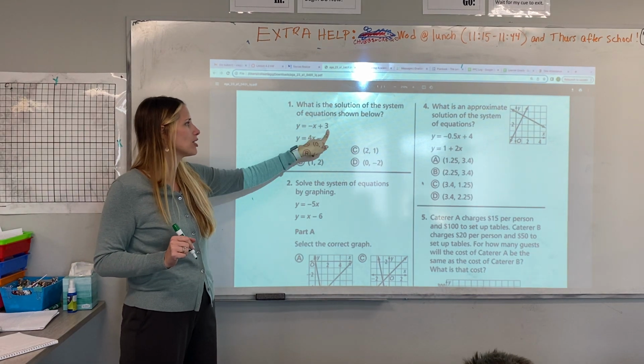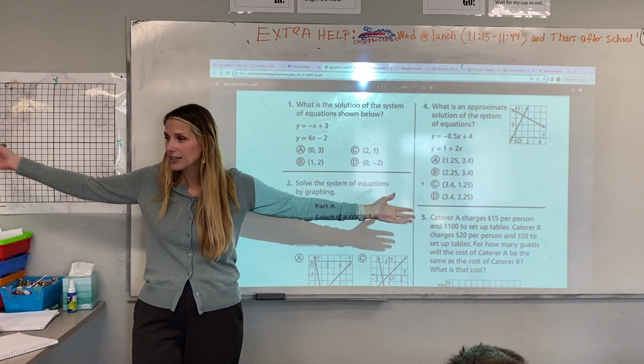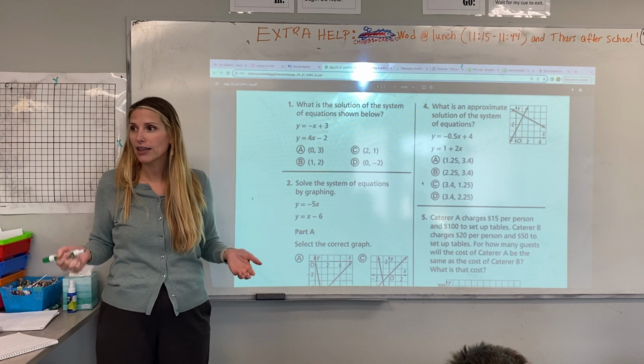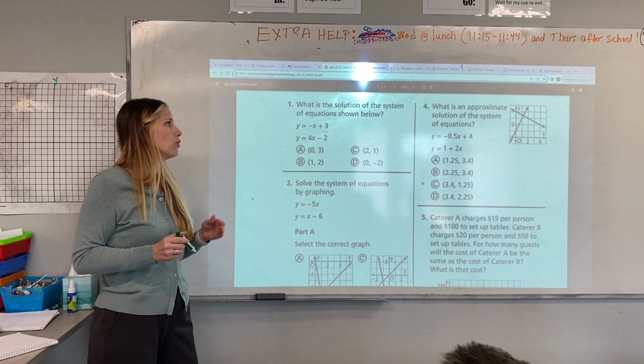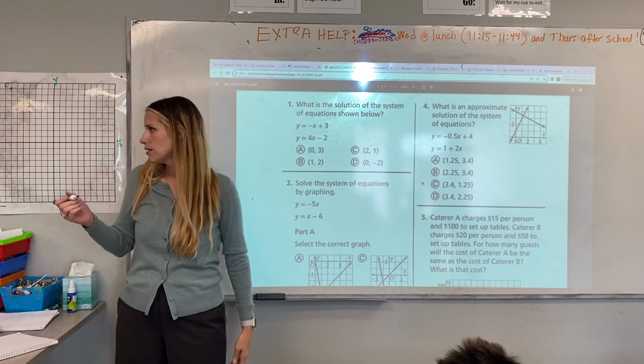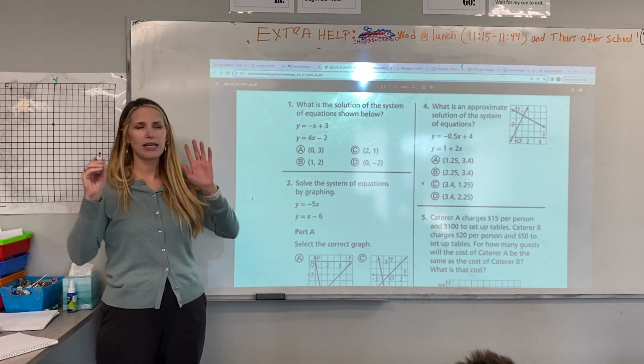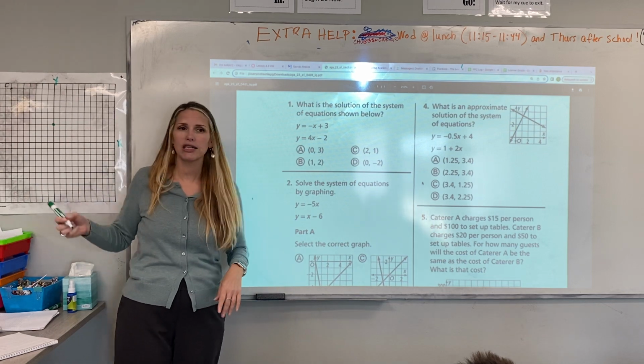We have an equation here. Everything is written in slope-intercept form. It's very convenient, right? We don't have to rearrange anything. What do I look for first? The y-intercept. Good. Just wait till I get there. I just plotted my positive 3 on the y.